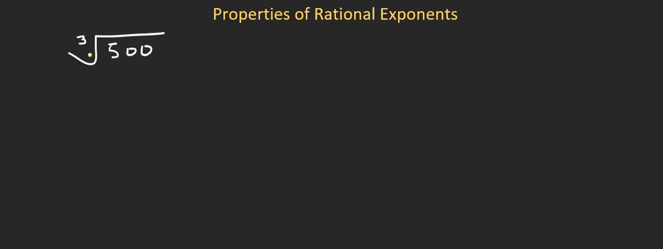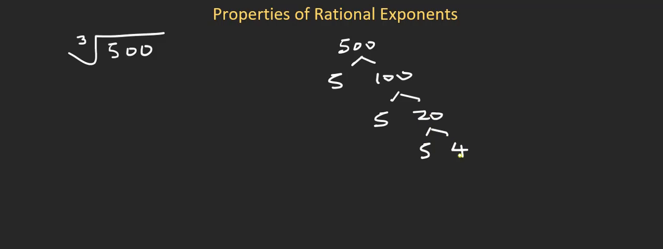Now you want to simplify cube root of 500. So let's break down 500. It's 5 times 100. That's 5 times 20. And that's 5 times 4. So 500 is the same thing as 5 times 5 times 5 times, and then 4 is 2 times 2.